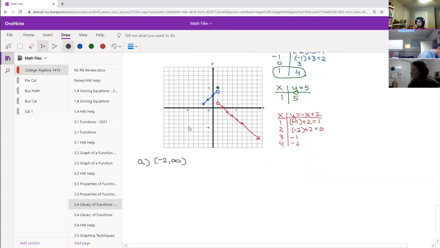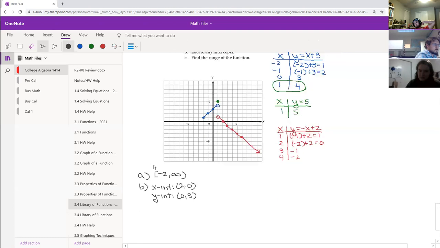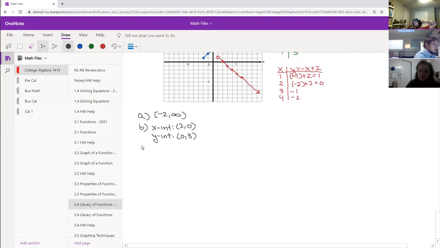How about our intercepts? Where are intercepts at? Anybody? Is there anybody out there? 0, 3. No. We have our y-intercept at 0, 3. I heard that one. And somebody said x-intercept 0, 2. Good stuff. And then our last part is the range of the function.